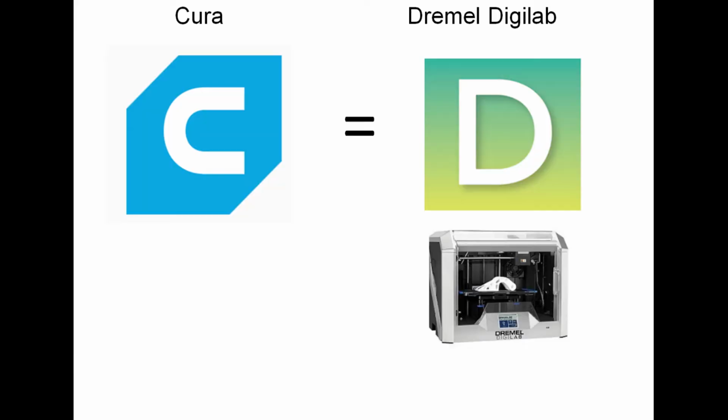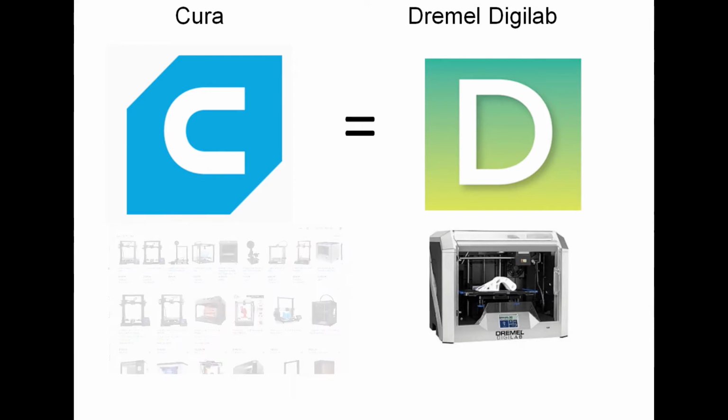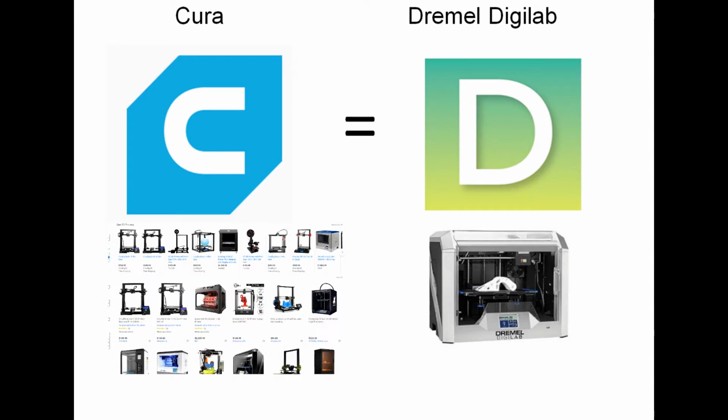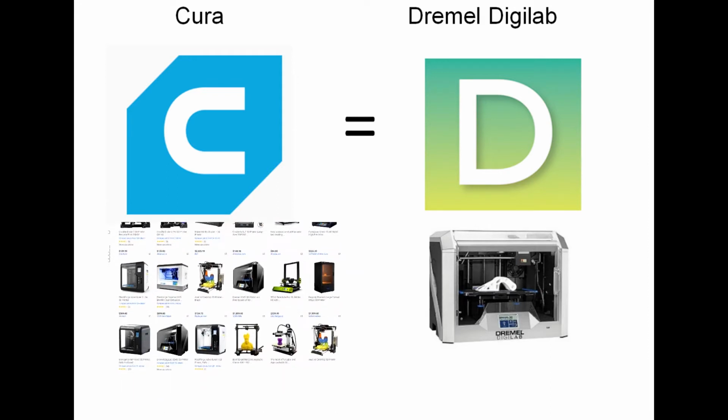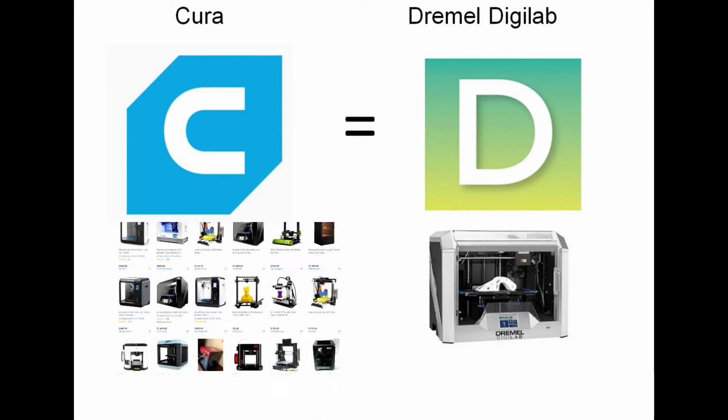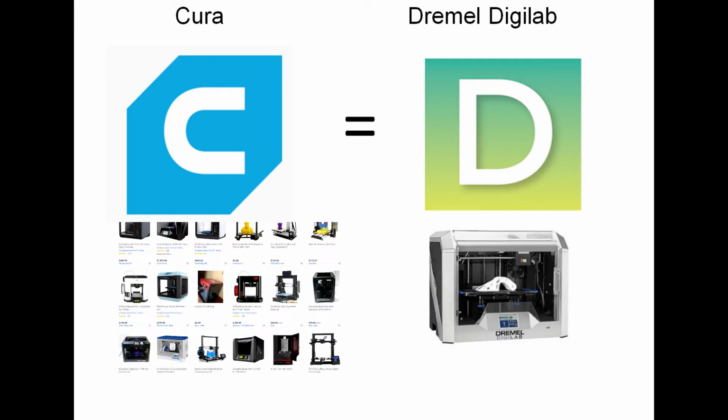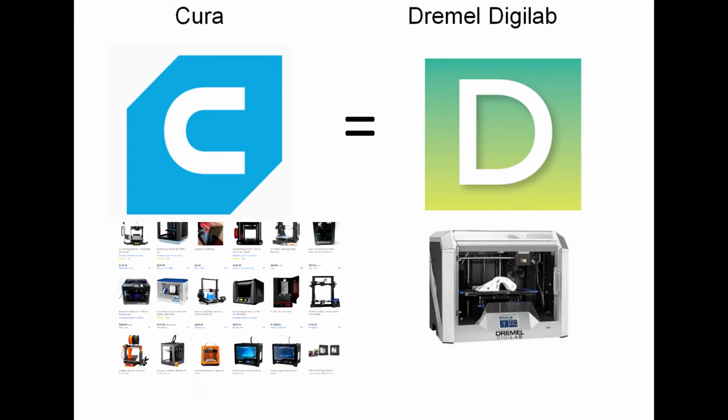The Dremel 3D40 uses a variation of Cura called Dremel DigiLab. Cura is an open source 3D printer slicer software. Many open source and consumer level 3D printer manufacturers support Cura. And thanks to Cura, most 3D printing slicer softwares have adopted a somewhat standardized layout.